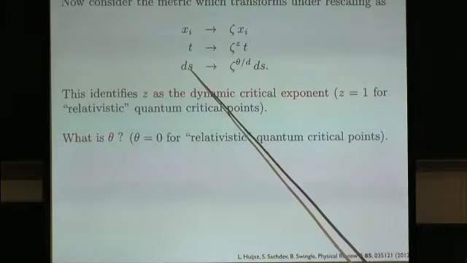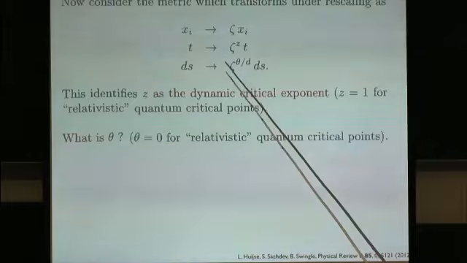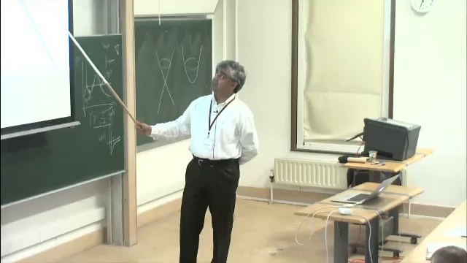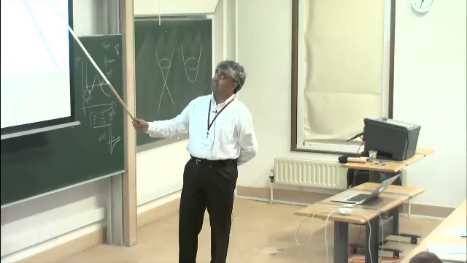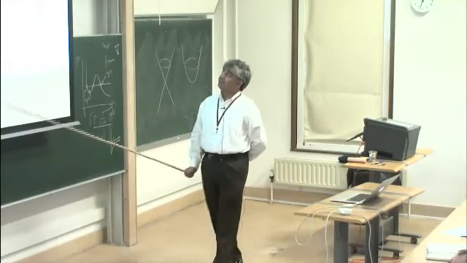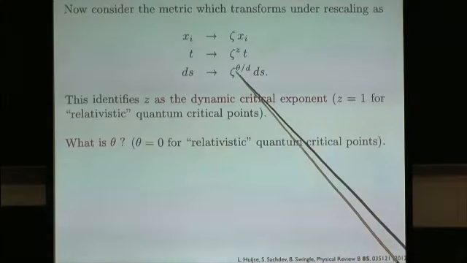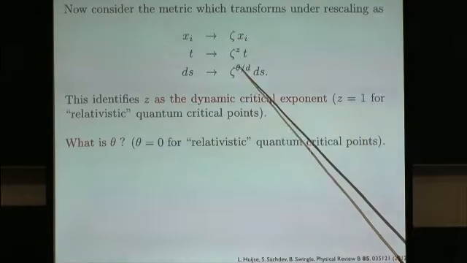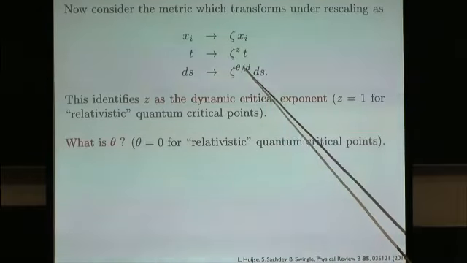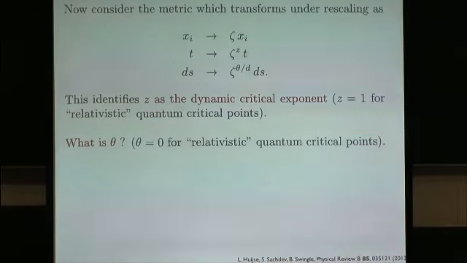I'm going to allow for ds, the full proper distance in the emergent space, to also rescale by a factor zeta to the theta over d. Now d is the number of spatial dimensions. Theta is a new exponent. And really this is the key actor in my whole story. So what is theta? That's really the key question. Well, it turns out you can answer that through some very general arguments.